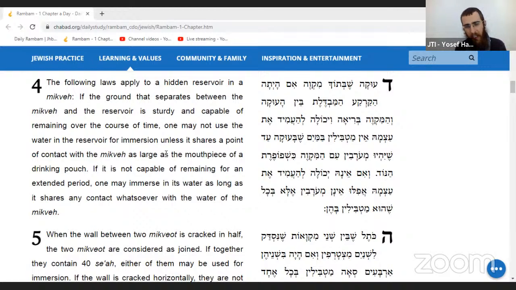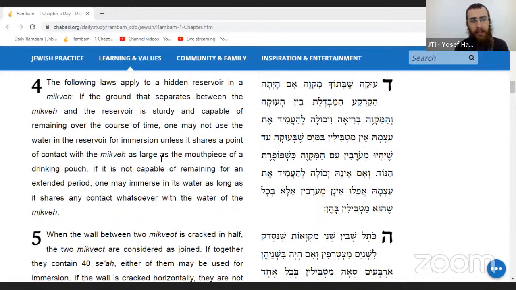So now we're discussing, when you do have a separate pool of water, what level of contact does it need? When there's a pool hidden beneath the sides of this mikveh, if the wall between it is somewhat flimsy or temporary, then even the slightest contact works. But if it's a stronger wall, then you need a larger hole to connect the two.